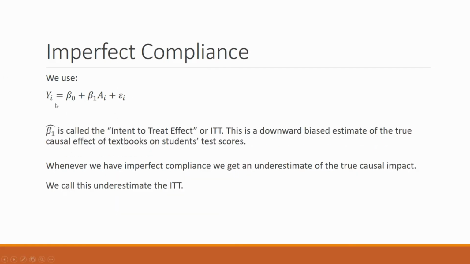All right, so if we ran this regression, we get beta 1 hat. We call beta 1 hat the intent to treat effect, or the ITT. This is a downward biased estimate of the true causal impact of textbooks on students' test scores.